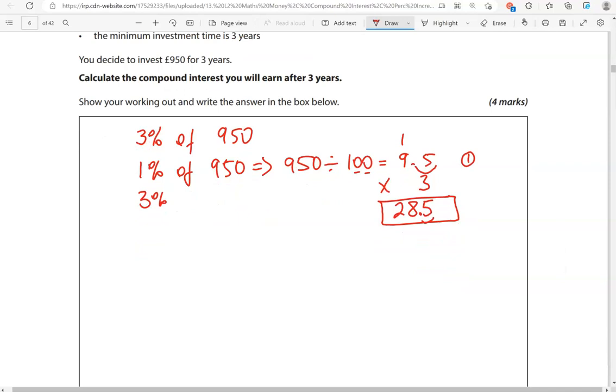Now we'll work out for year 2. So 3% of not 950, but 950 plus 28.5. So we need to add the interest earned in year 1. So that is 978.5. So 3% of 978.5. Again, we use the 1% method because we can't use a calculator.